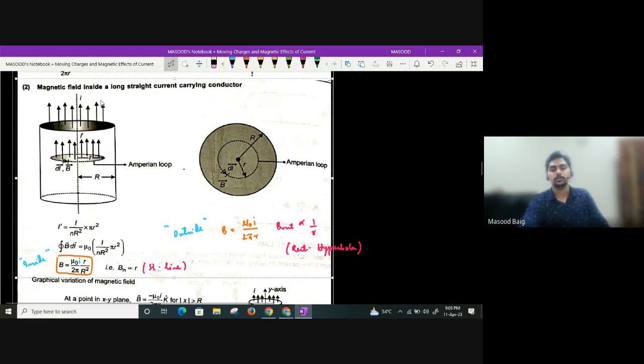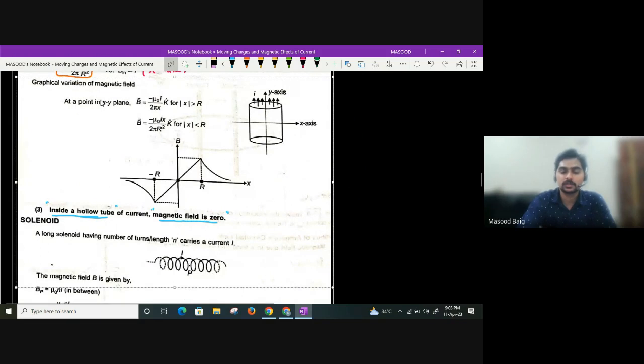So inside, please remember mu naught I times small r divided by 2 pi capital R square. Outside it is mu naught I divided by 2 pi small r. Understood, all of you? Yes or no? Please remember the formula. The variation is something in this manner. Clear?